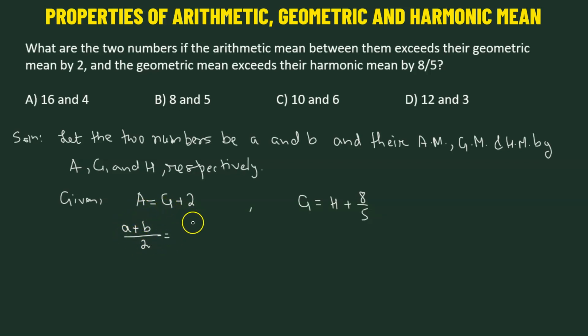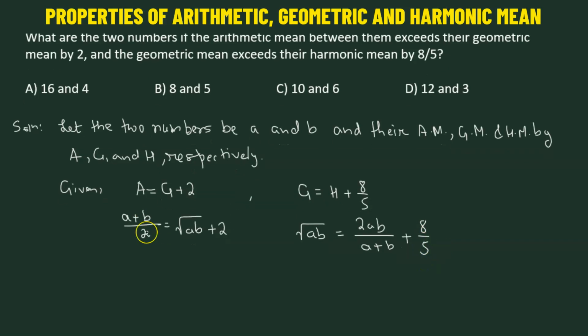And what's the geometric mean of A and B? That's simply square root of AB, which will be added to 2. And then here we have the geometric mean given by square root of AB, that equals the harmonic mean, which is 2AB divided by A plus B, plus 8 over 5.